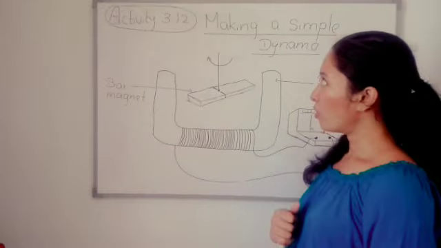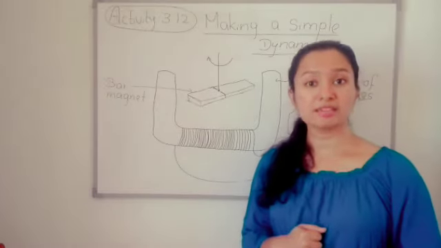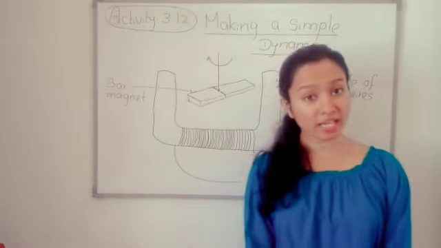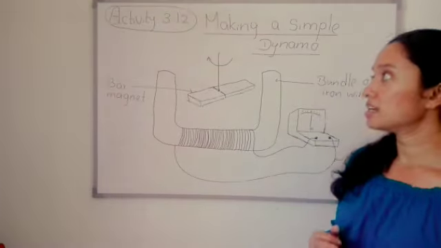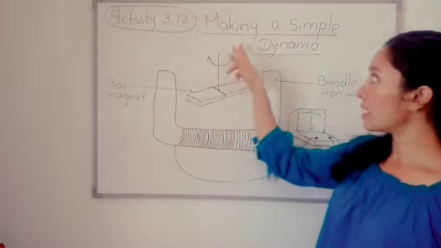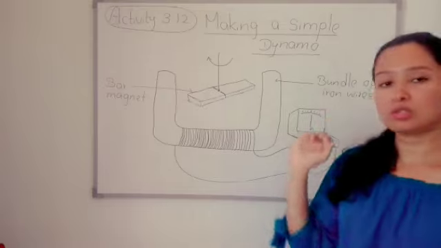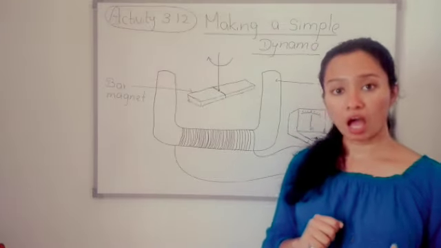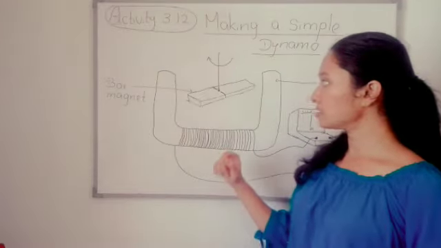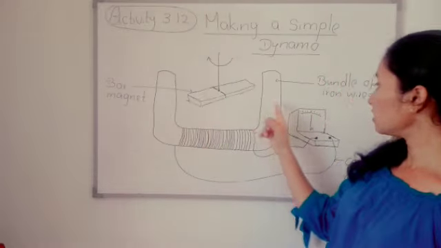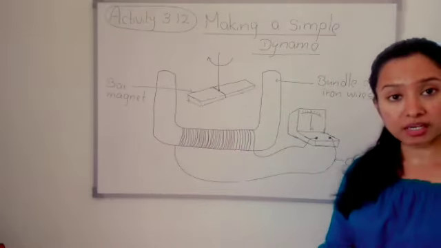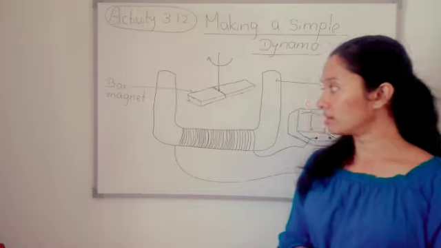Okay. Now we are going to make a simple dynamo. Turn to page number 48 in your textbook. So there is an activity 3.12, making a simple dynamo. So we'll see how to make a simple dynamo. So you need a bar magnet, then a bundle of iron wires, a galvanometer, and a copper wire, insulated copper wire.